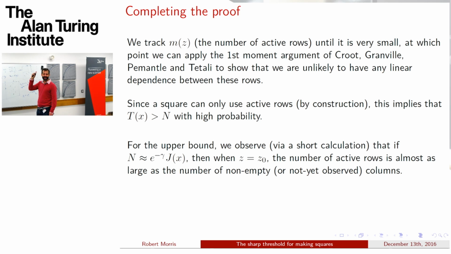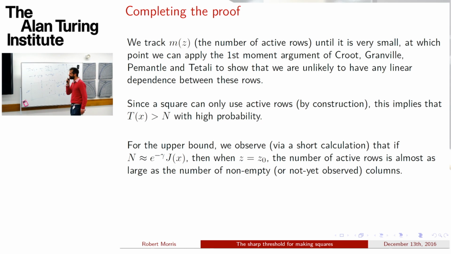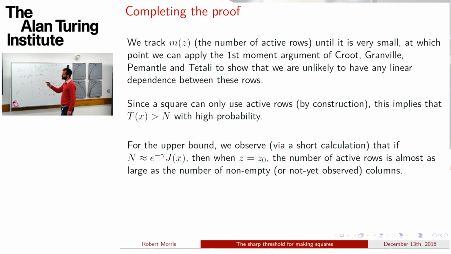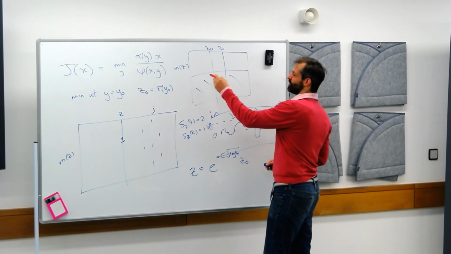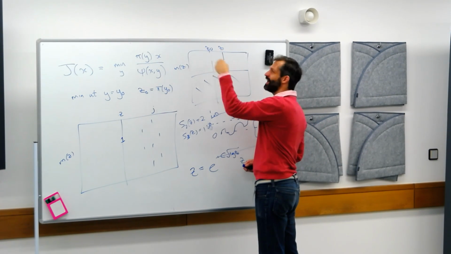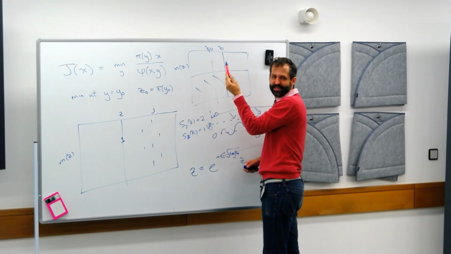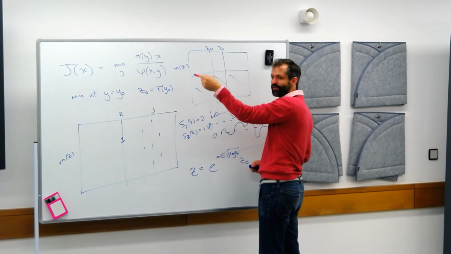Okay, for the upper bound. Sorry, I said we've now proved the theorem. We've proved the lower bound. Croot, Granville, Pemantle, Tetali proved the upper bound. But actually, Jonathan Lee pointed out this nice fact. A short calculation from our methods tells you that if you're very close to the threshold, when you get to z0, then you have a certain number of active rows, you have a certain number of columns you haven't looked at yet, and you have a certain number of columns that you know are non-zero, which is just the sum of the SKs. So you know what these numbers are, you know how many rows you have, you know how many columns you have.